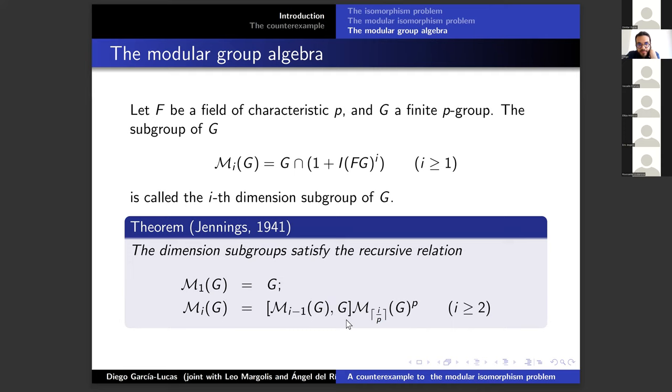Here the brackets mean that this is the subgroup of G generated by the commutators with one entry in this group and the other entry in G. And this to the P means that this is the group generated by P-th powers of elements in this group. The main property of this series of subgroups is that they allow us to build a basis of the group algebra that behaves well regarding the powers of the augmentation ideal. Let's see.